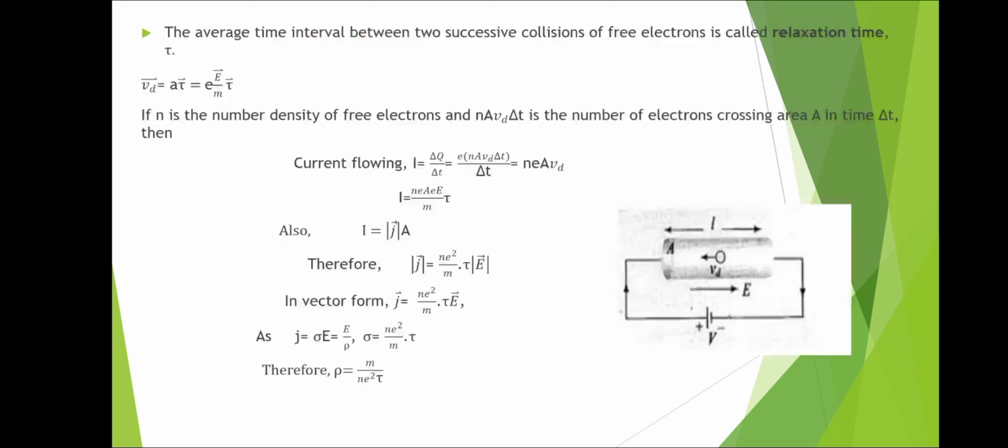If n is the number density of free electrons and n A Vd dt is the number of electrons crossing area A in time delta t, then the current flowing I equal to delta Q upon delta t. By this formula we can also derive the relation as Ohm's law, and we can derive rho equal to m upon n e square tau. So with the help of current and drift velocity, we can also derive the relation V equal to IR, as Ohm's law states.